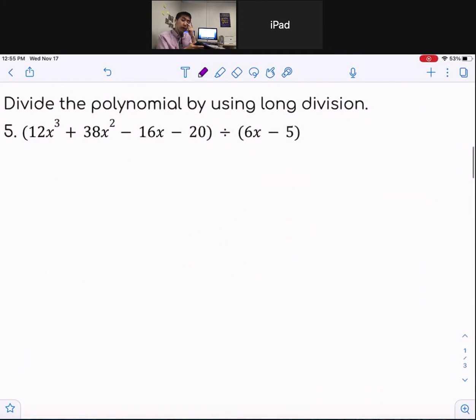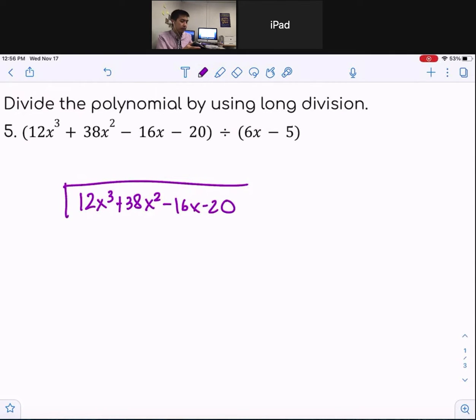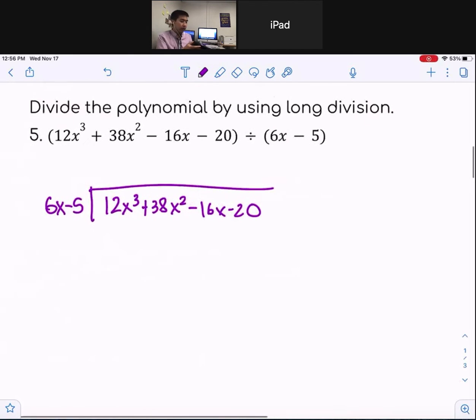Okay, number 5. You have to divide this using long division. So the 12x to the third, plus 30x squared minus 16x minus 20, all that's in the house, and we're dividing it all by 6x minus 5. Okay, so this is how you set it up.